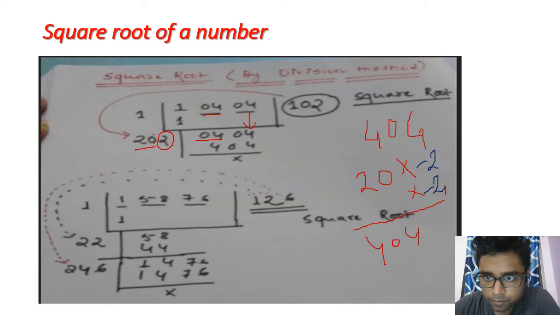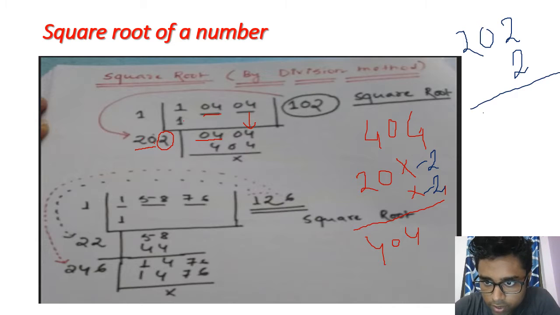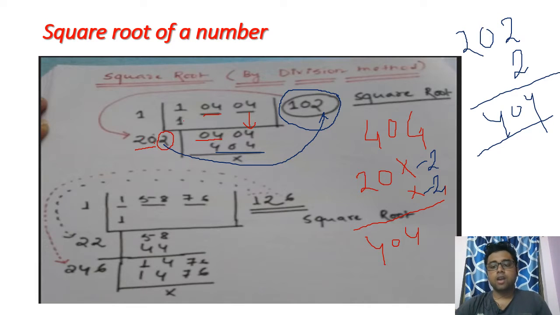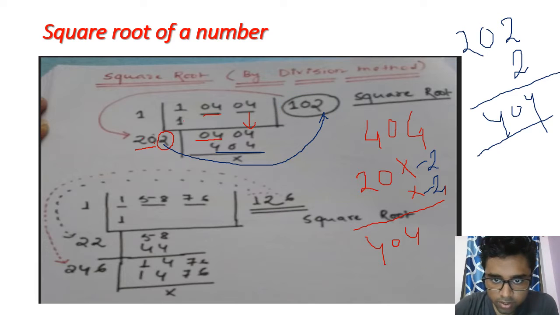Okay, so 202 multiplied by 2, you will get 404. So if we write down this 2 here, this is the square root. I hope I make you understand. So we will be discussing another example so that the formula or division method gets clear to you. Just delete all those things.